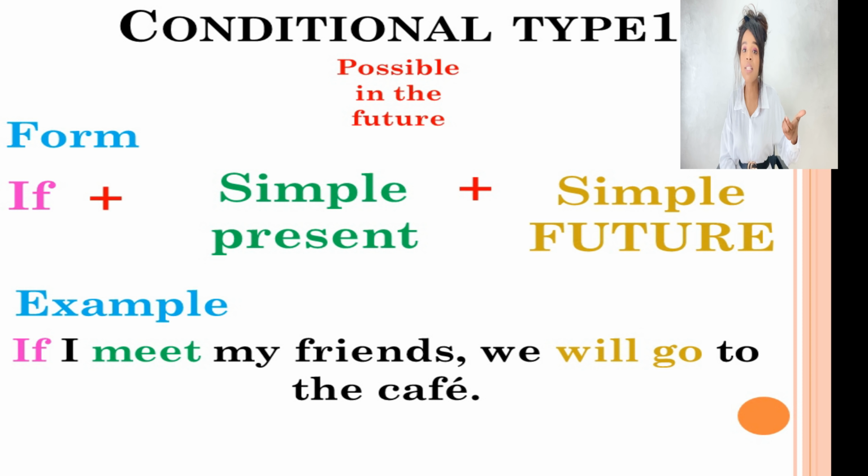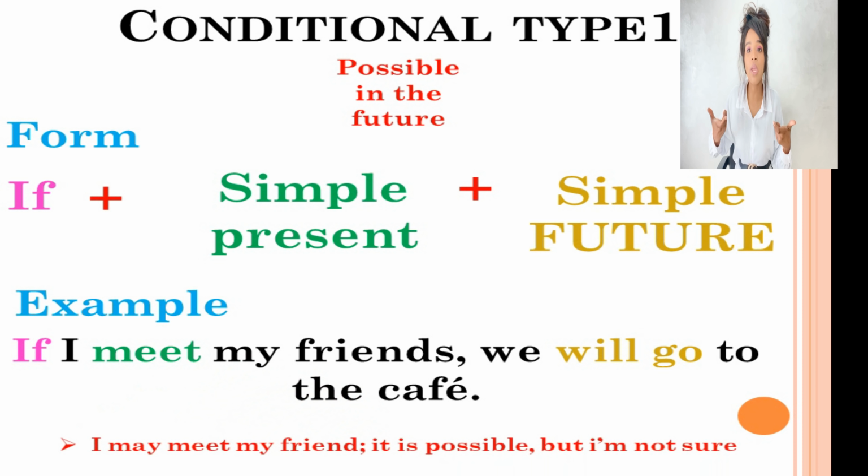So "if I meet my friends" is in the simple present. "Meet" is the verb to meet somebody. The second clause, or the main clause, is the result if I meet them: we will go to the cafe. So "will" is the future: will plus the infinitive of the verb. Will go, because will is plus the infinitive of the verb. Will is the future simple. If I meet my friends, we will go to the cafe.